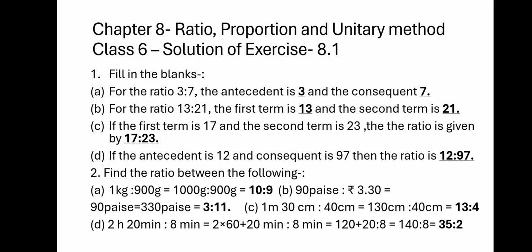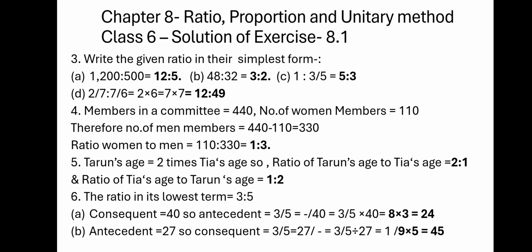Then D question. 2 hours 20 minutes to 8 minutes. Now 2 hours means 120 minutes plus 20 is 140 minutes, and is to 8 minutes, that is 140 is to 8, that is 35 is to 2, because both are divisible by 4, and 4 3s are 12, 4 5s are 20 and 4 2s are 8. Third question. Write the given ratio in their simplest form. 1200 is to 500 is 12 is to 5, because both are divisible by 100.